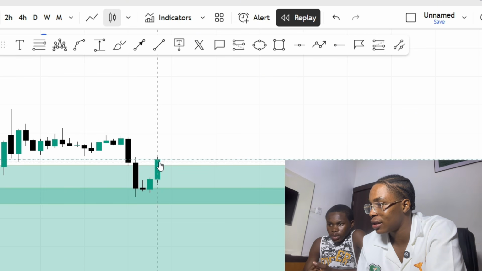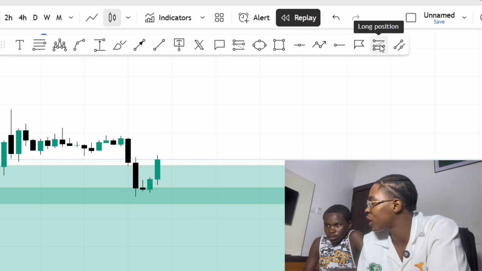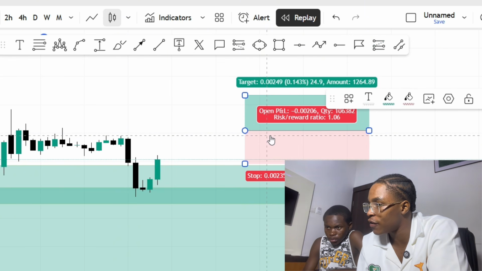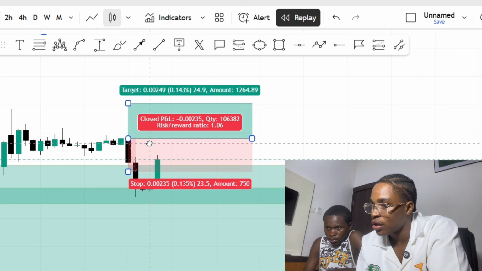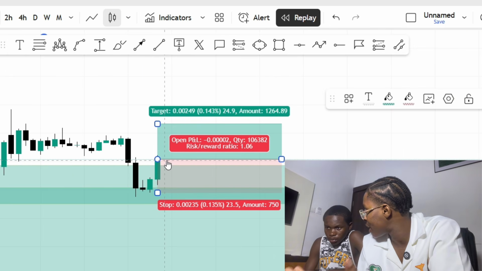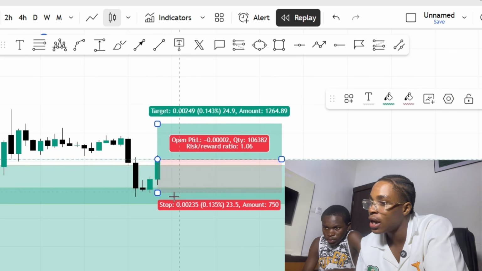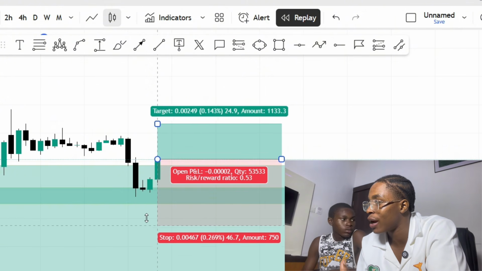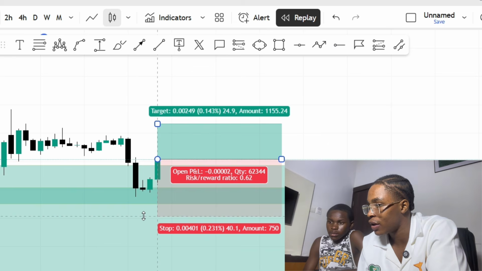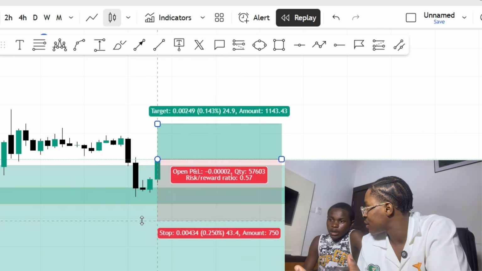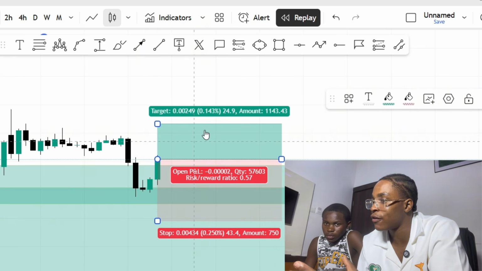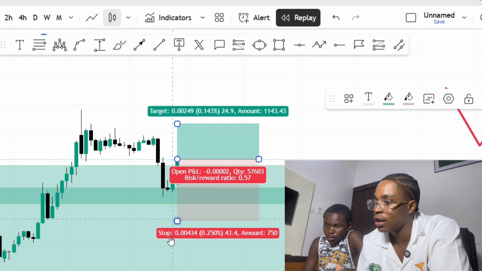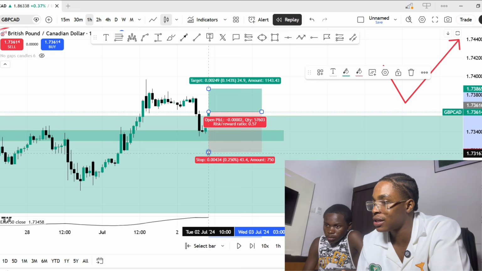So where would you enter here? You'd enter here. Now, to know that you've entered, you have to use a long position tool. You place it wherever you're entering, and then you put your stop loss. A stop loss is where you think the market will stop you out. For example, if we're entering for buys and the market comes to this level here, you were wrong and you want to exit.